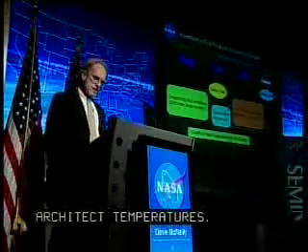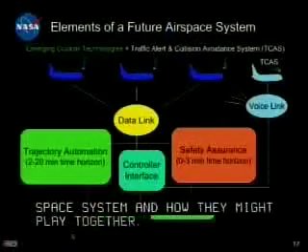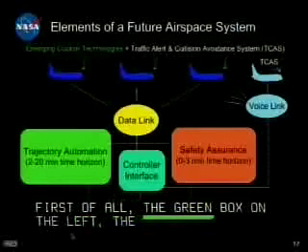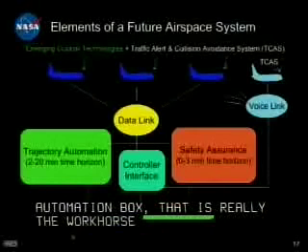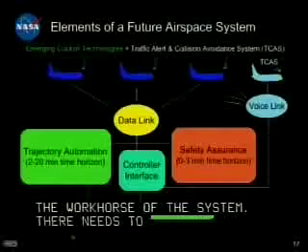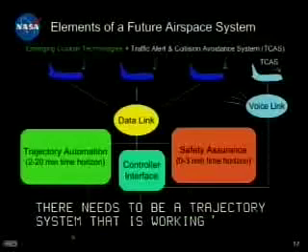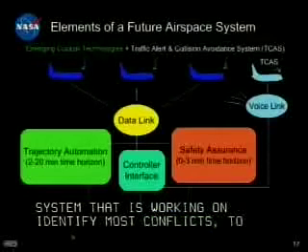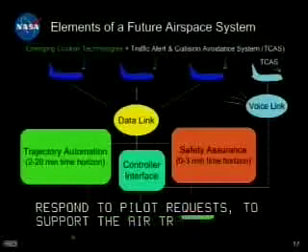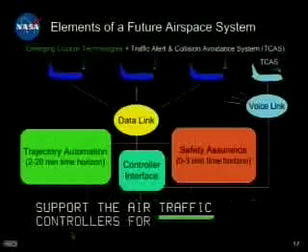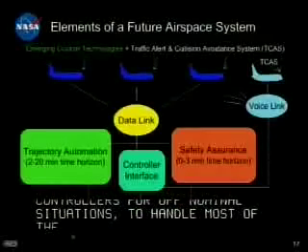First of all, the green box on the left, the trajectory automation box, is really the workhorse of the system. There needs to be a trajectory-based automation system that is working to solve most problems, to identify most conflicts, to respond to pilot requests, to support the air traffic controllers for off-nominal situations, to really handle most of the separation assurance problems. And these problems are dealt with on roughly a 2 to 20 minute time horizon.